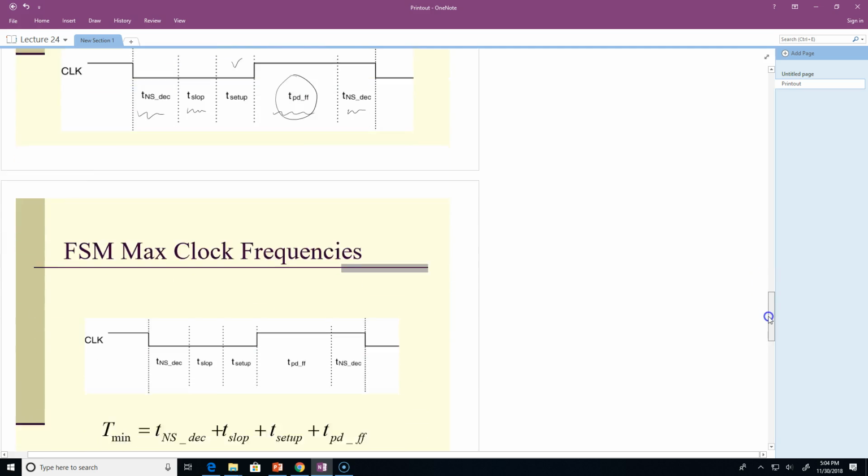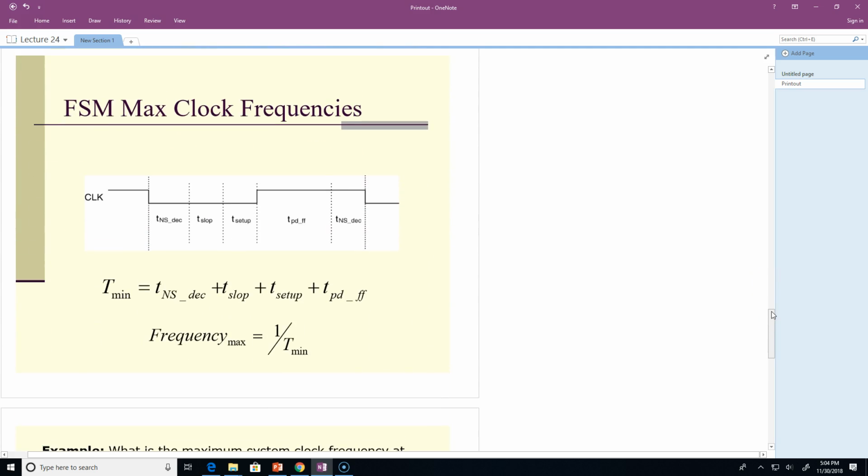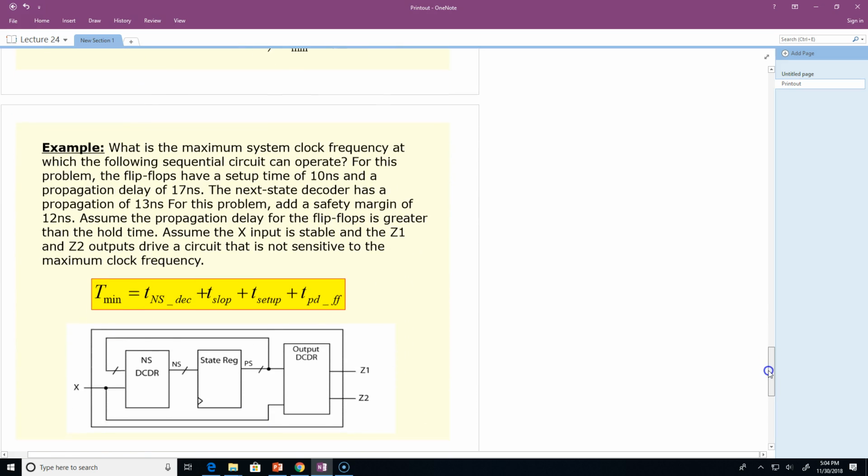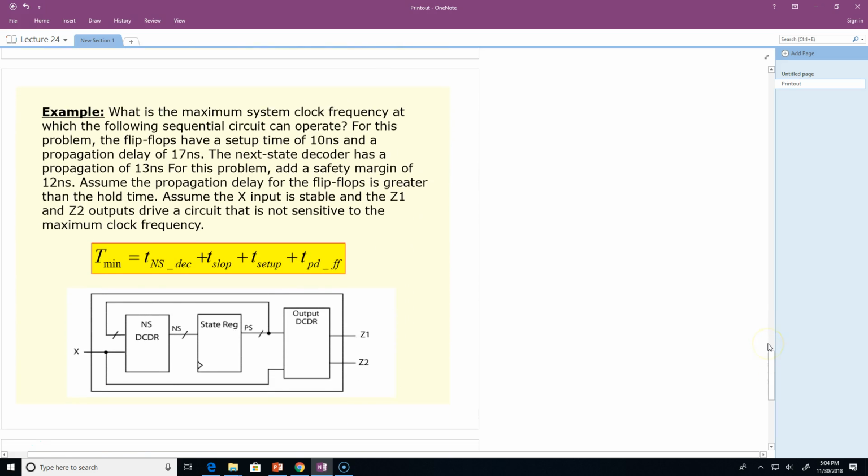So let's do a problem here. Okay, well, there's my, it's the same timing diagram. What I want to do is add up these 4 values and invert it. That's going to be my maximum frequency. So let's do this problem here.